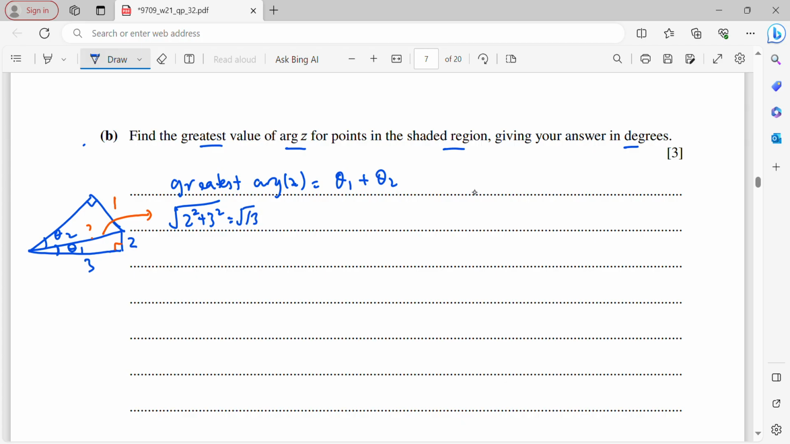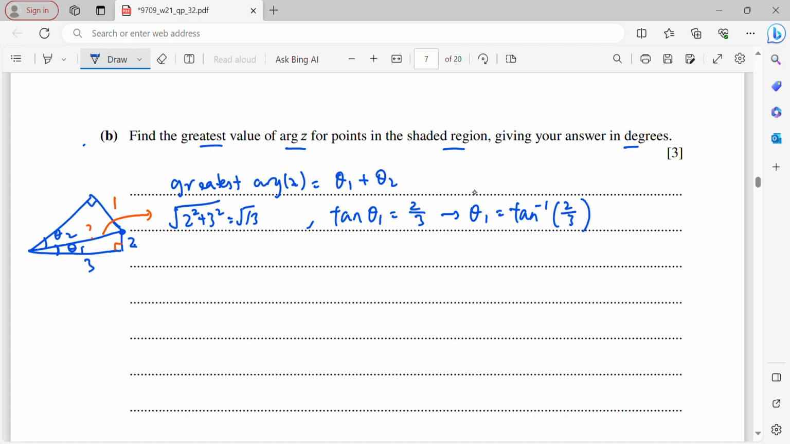Now for theta 1, because I know that the center has coordinates 3, 2, I have opposite side 2, adjacent side 3. That means tangent theta 1 is 2 over 3, which means theta 1 is inverse tangent of 2 over 3. Later I will calculate the value.